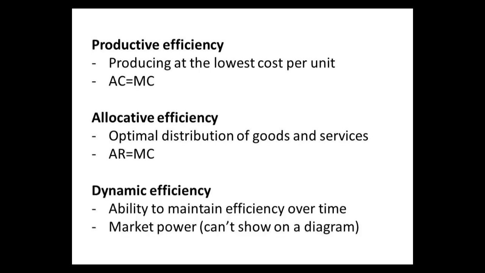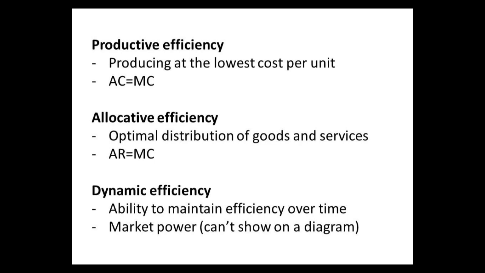The final type is dynamic efficiency. This is the ability to maintain efficiency over time. It comes down to whether a firm has market power. If they do, they have an incentive to come up with new ideas because they can defend them from competitors. If they don't, there's no incentive to do any research or development because any ideas they come up with will just be copied by any rivals. This means that you can't show this type of efficiency on a diagram.